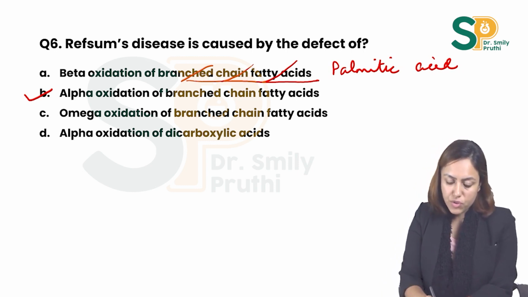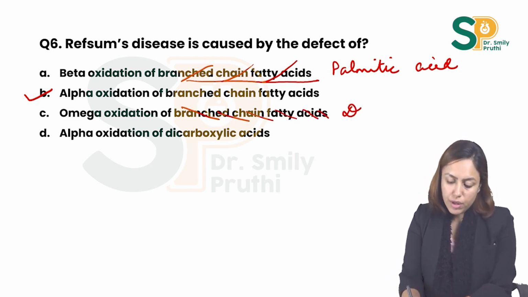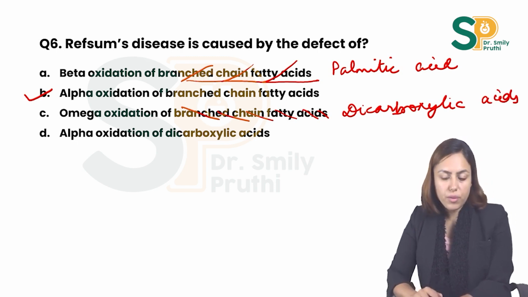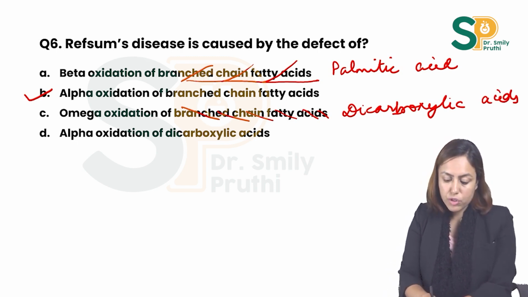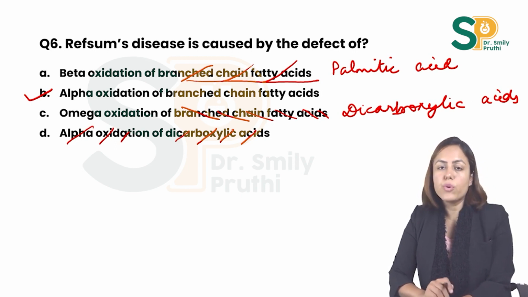Then option C says omega oxidation of branched chain fatty acids. No, omega oxidation is a type of oxidation where dicarboxylic acids are formed. The omega carbon is oxidized. Dicarboxylic acids are formed, right? Then option D, alpha oxidation of dicarboxylic acids. No, for dicarboxylic acids, alpha oxidation is not there. I already told you, alpha oxidation is for branched chain fatty acids, right?